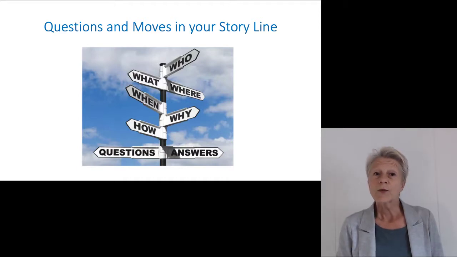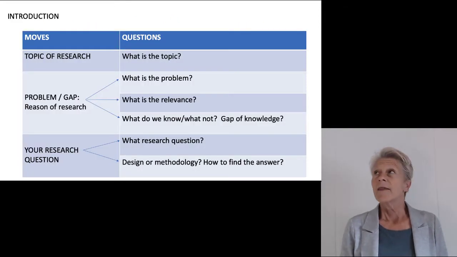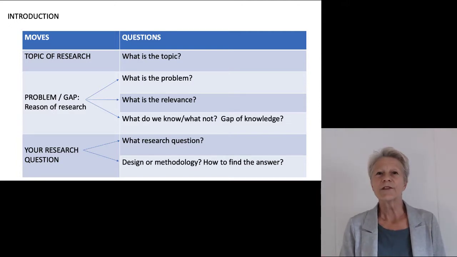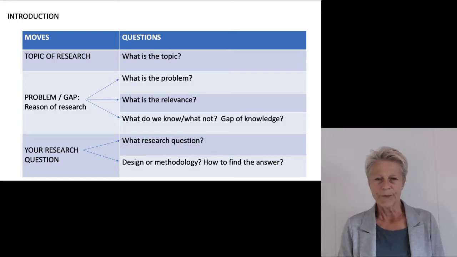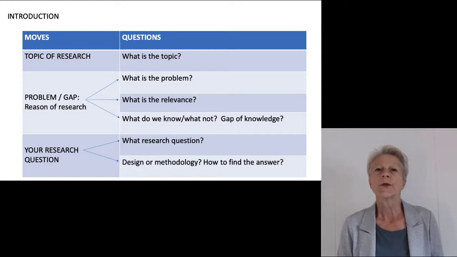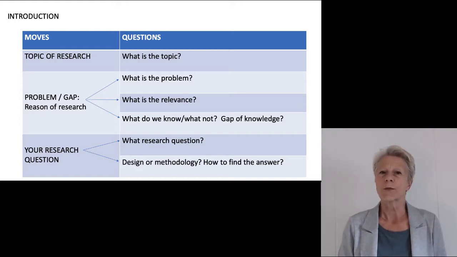We will start out with the introduction. In this table, the 3 moves of the introduction are listed in the left column. These logical steps together represent the standard storyline of a research paper. Now, this template is common in all disciplines, although the actual workout in the text may differ. In the right column, you will recognize the questions of the tool.